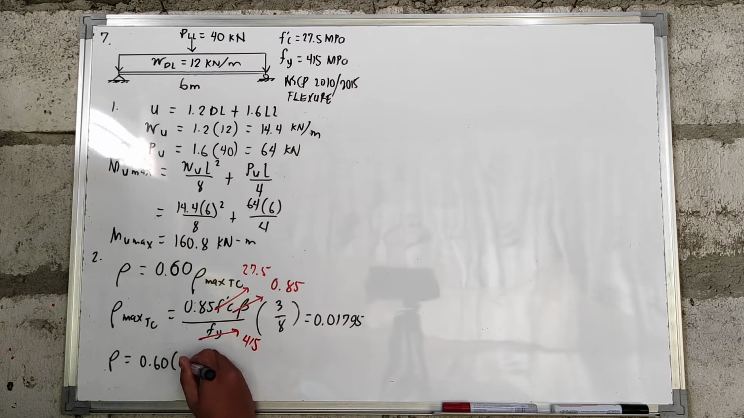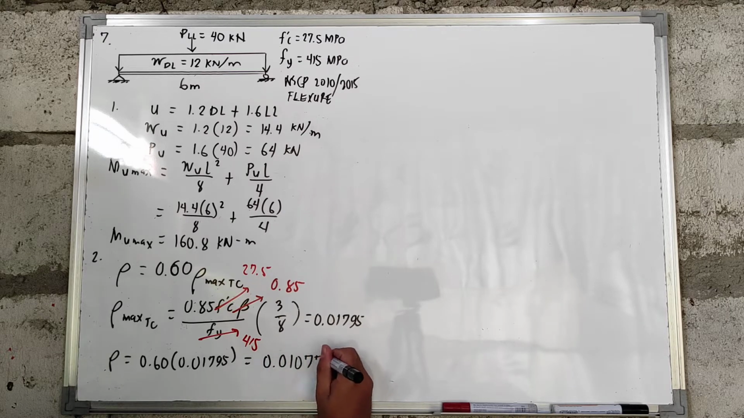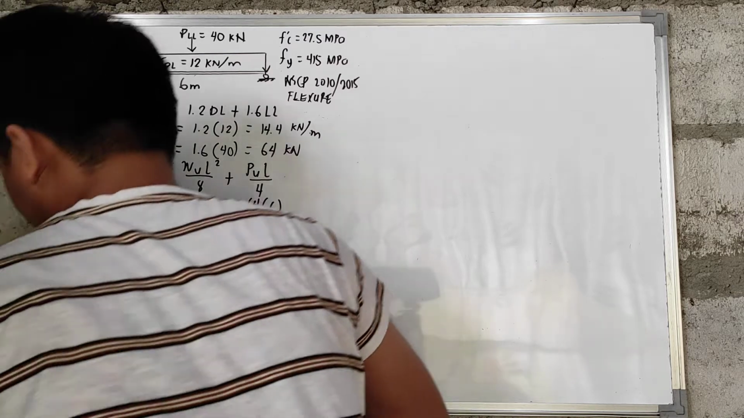And with that, hanapin natin yung 60% ng 0.01795. So you will have a value of your rho which is equal to 0.01077. And with that, makukuha natin yung mga dimensions natin sa tulong ng value ng rho natin.